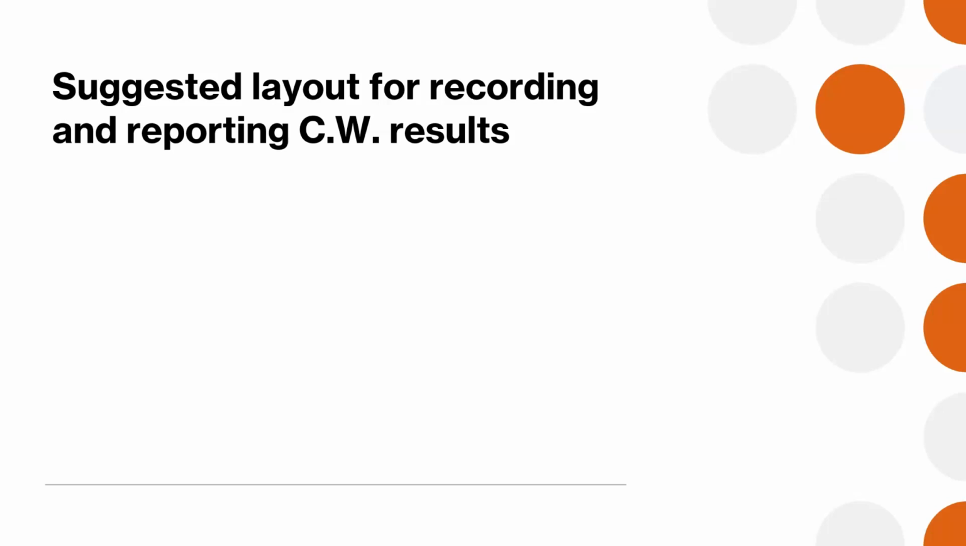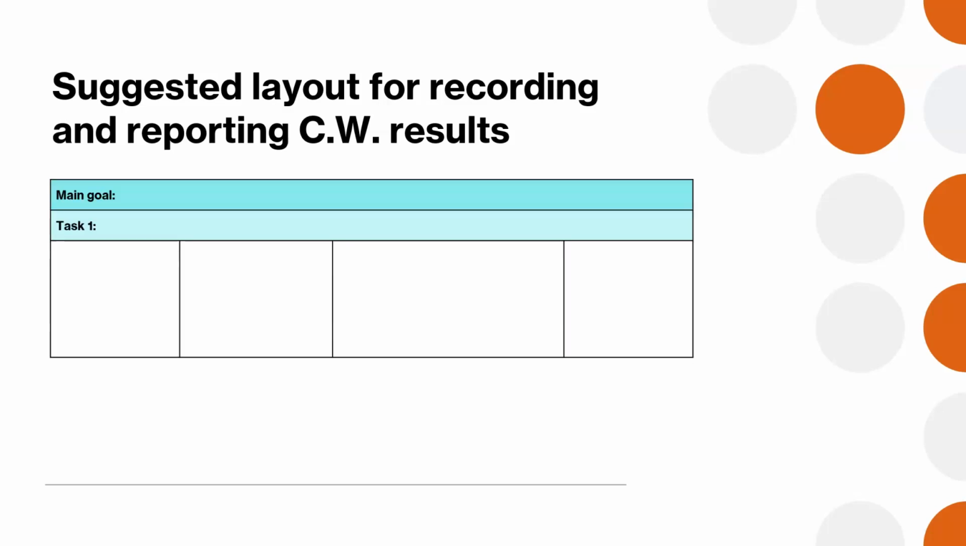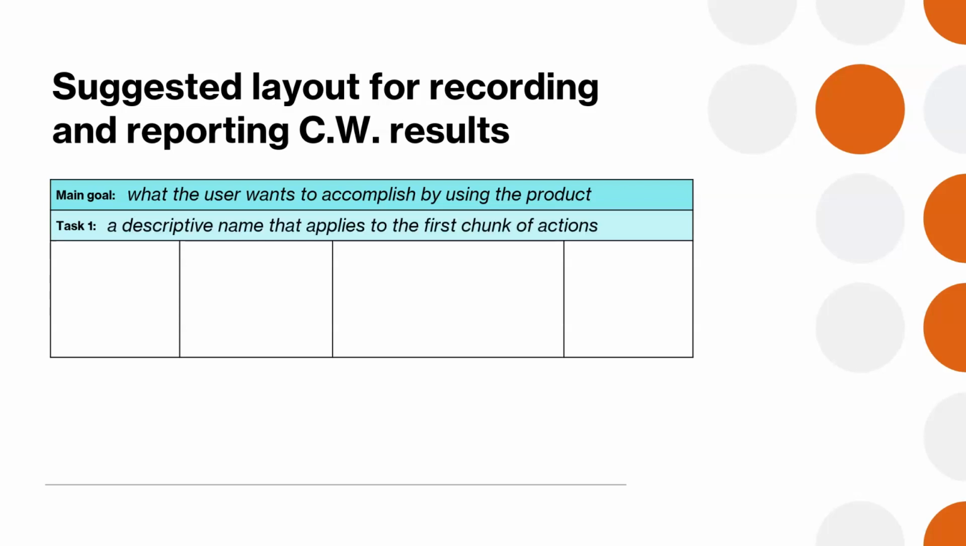I'm going to provide you with a table that I suggest very strongly that you use. It works something like this. You've got a main goal up at top. That's whatever the end result is. What does the user want to get done? Then you've got your tasks. You have a single action, perhaps a cluster of related actions. Give some sort of descriptive name to those that lets the reader know that this is task number 1.